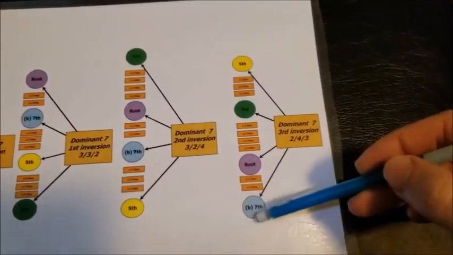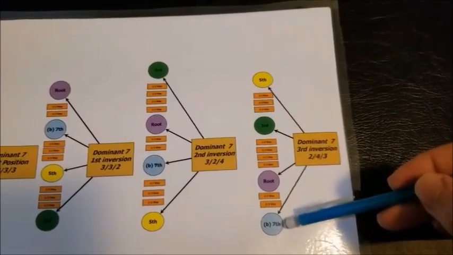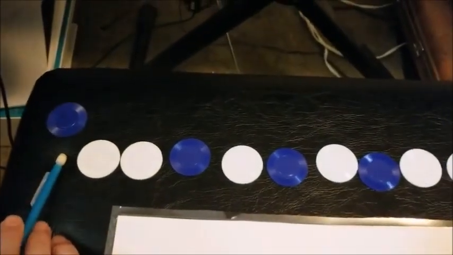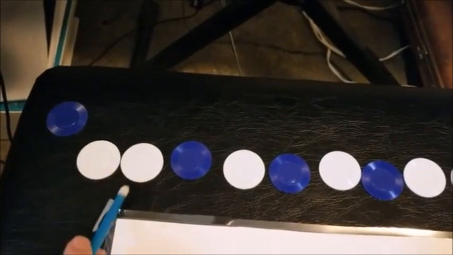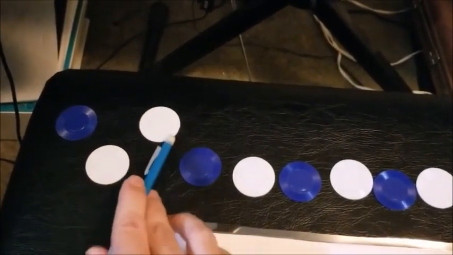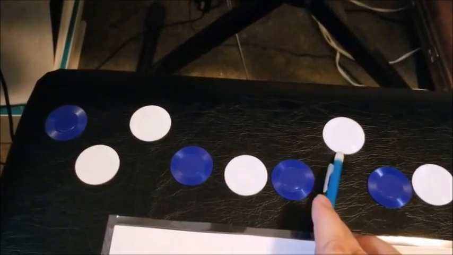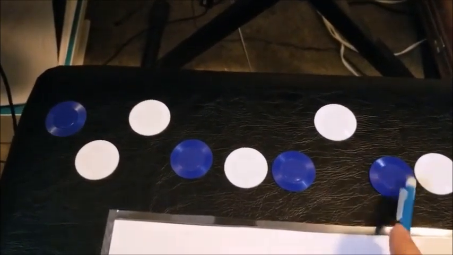Third inversion is 2, 4, 3. You recall 2, 4, and 3 position. This one here, starting on this chip, the D sharp or E flat. 1, 2. 1, 2, 3, 4. And then 3, 1, 2, 3.